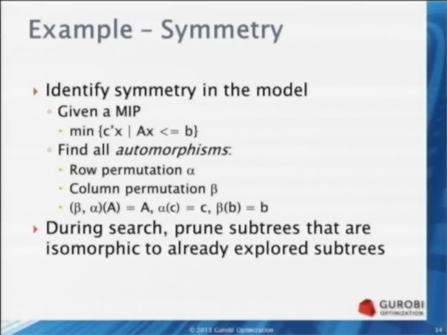And of course, in order to exploit this, you need to identify these automorphisms. There are algorithms for finding graph isomorphism. They're not cheap. And if you're going to exploit this information, you're going to have to find these automorphisms at the root node.